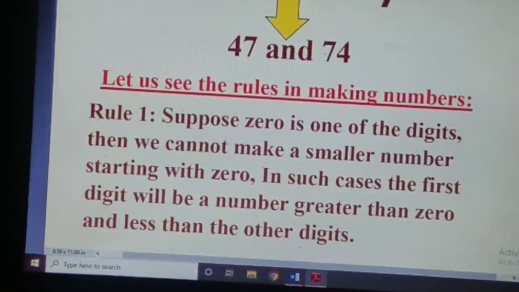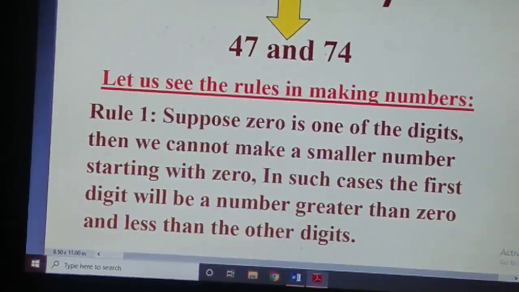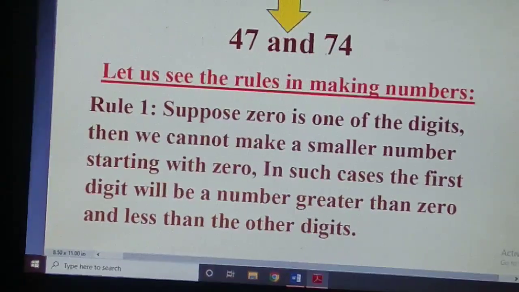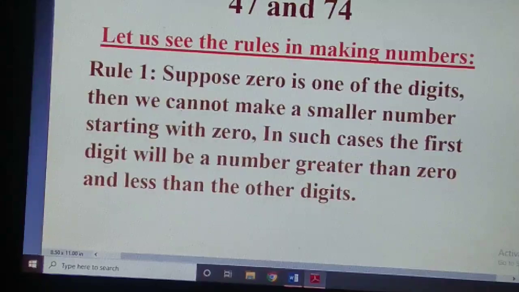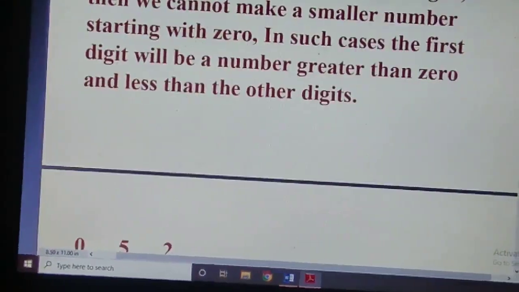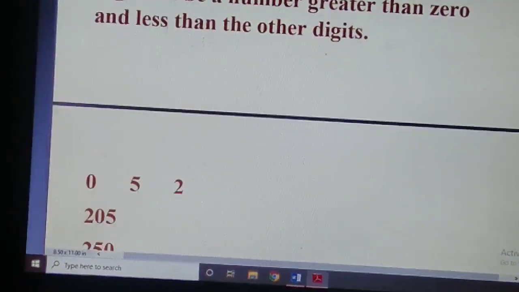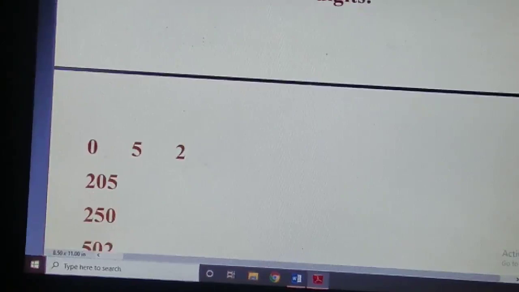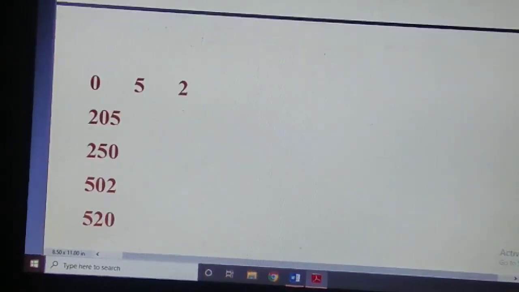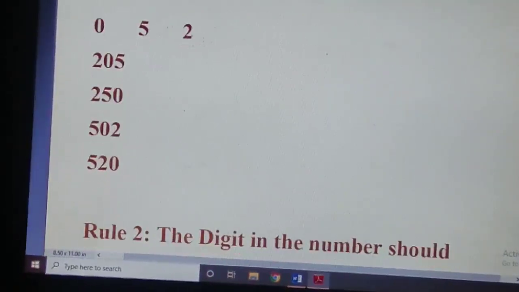Rule 1. Suppose 0 is one of the digits, then we cannot make a number starting with 0. In such cases, the first digit will be a number greater than 0 and less than the other digits. Example, if 0, 5 and 2 are the given three numbers, then the possible numbers are 205, 250, 502 and 520, which are in increasing order.